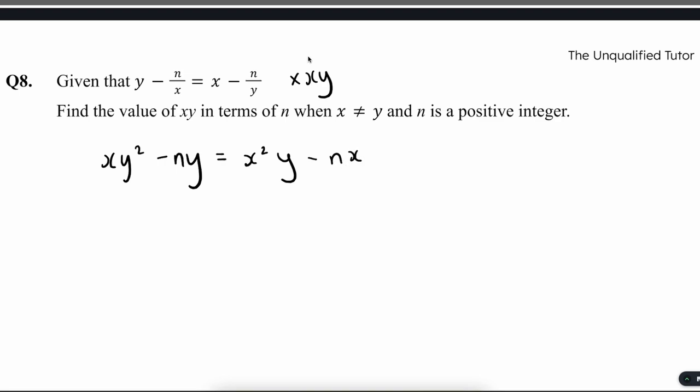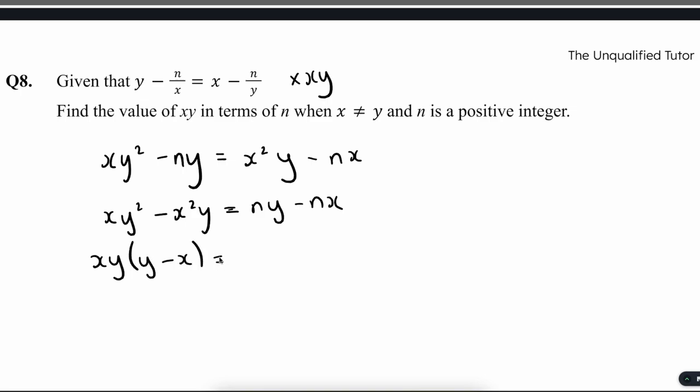So you might not know what to do here, but you'll notice these two terms here both contain xy as a factor. So we're going to get that onto one side. So we get xy squared minus x squared y, and then I'm going to put this onto the other side, equals ny minus nx, and that way we can factor out xy, and on the other side we can also factor out an n. And if you notice, we've factored out y minus x on both sides.